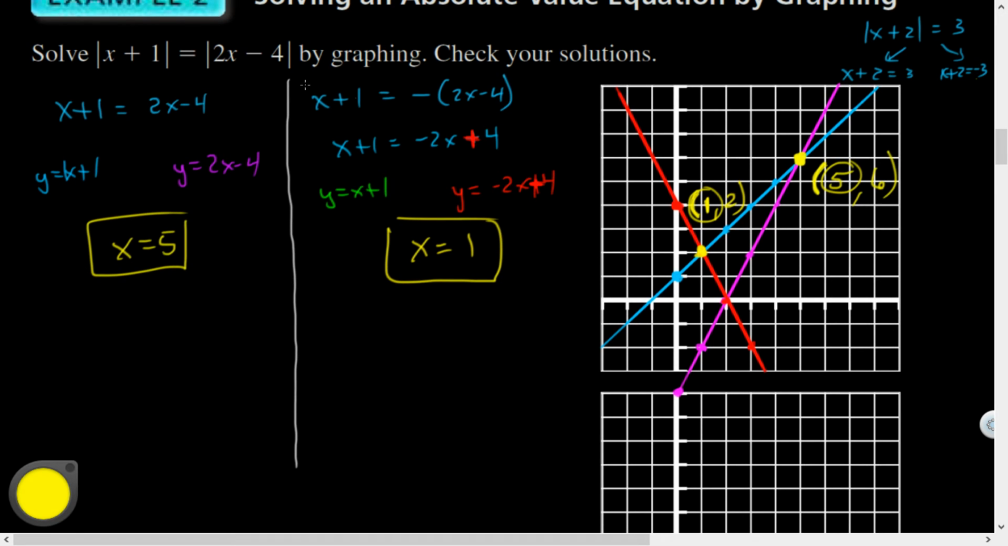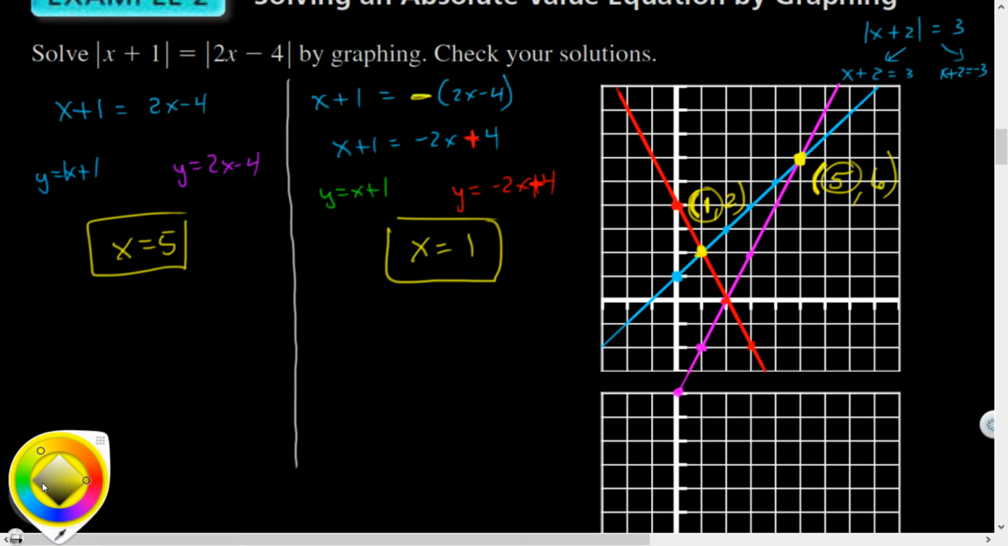All right, so what we did, we broke these into 2 separate cases, one where it's equal to the positive and one where it's equal to the opposite. And then we wrote 4 separate equations. 2 of those ended up being the same. We found their intersections and we stole just their x coordinate.